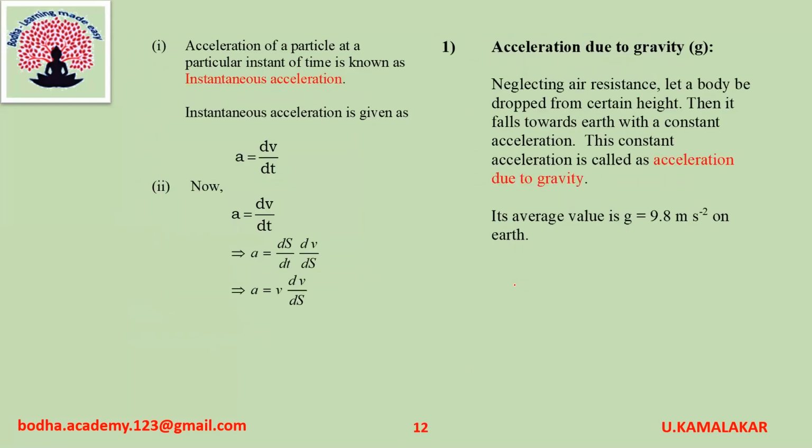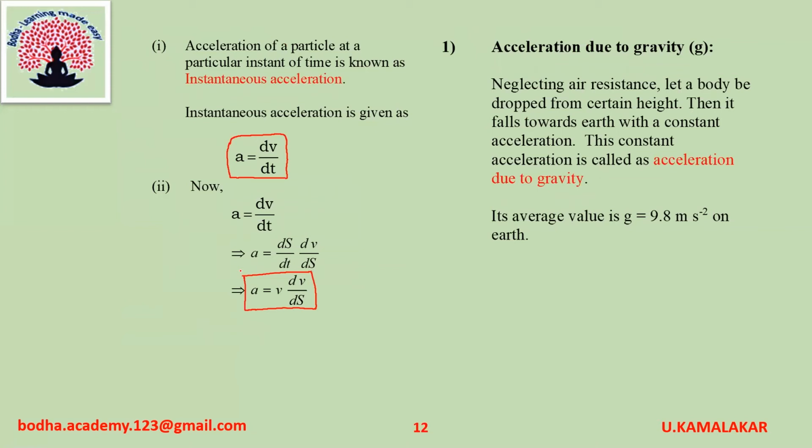Acceleration of particle at any instant of time is known as instantaneous acceleration. Instantaneous acceleration is given as a = dv/dt. The equation a = dv/dt can also be expressed as a = v dv/ds. Next topic, acceleration due to gravity.